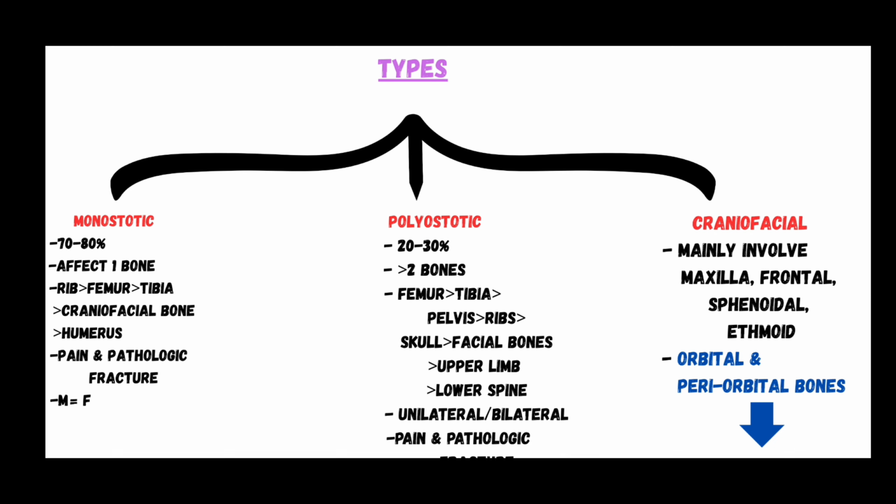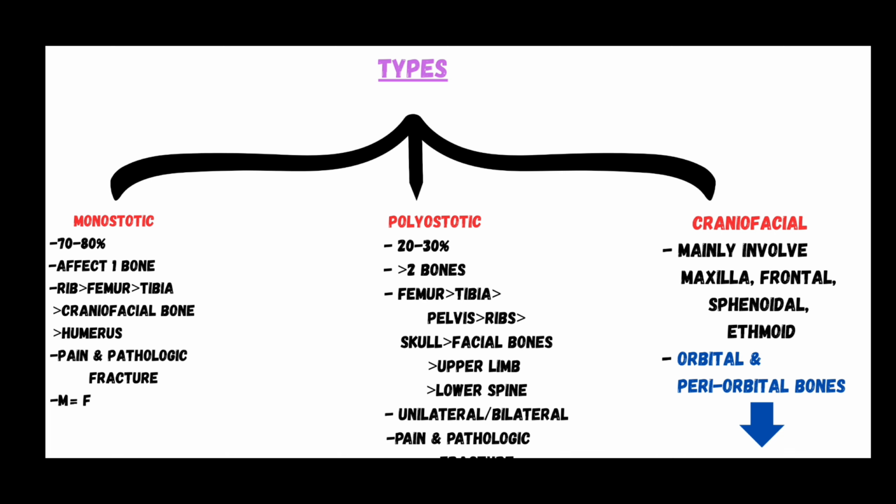Coming to the different types of fibrous dysplasia, it's classified into three main types. Let's see one by one in detail. First is the monoostotic form. Mono means one, osteo means bone, so only one bone is affected. This accounts for 70 to 80% of cases of fibrous dysplasia.